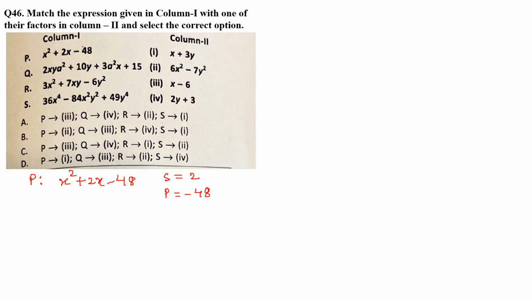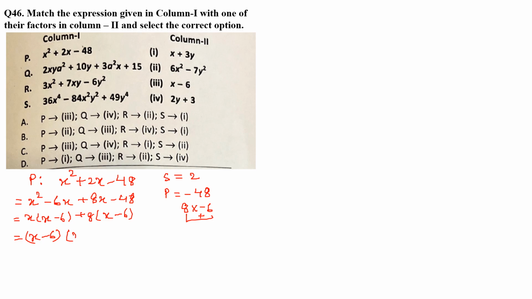So 48, if you try many options, you can see from here that 8 times minus 6 will give minus 48. And if I add 8 and minus 6, I will get 2. So I can split it as x square minus 6x plus 8x minus 48. Now I can take x common, so it will be x minus 6 plus 8 times x minus 6. And if I take x minus 6 common, it will be x plus 8. So now I can see for P option, this third one is the correct option.